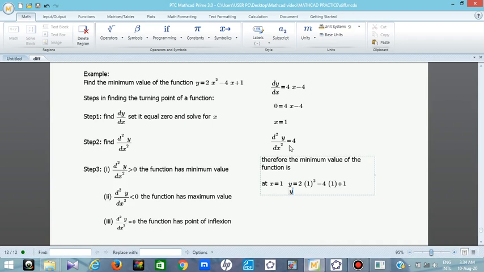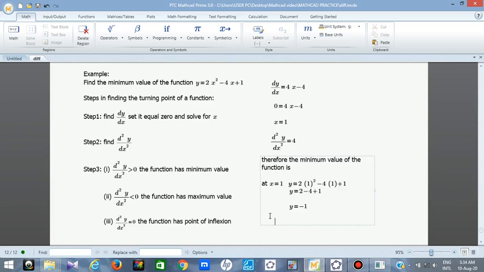So we are going to have y equals 2, since 1 raised to the power 2 is 1, and 1 times 2 is 2. 2 minus 4 plus 1. And that will give us what now? y equals minus 2 plus 1, which gives us minus 1. So these are your two answers, and that is all.